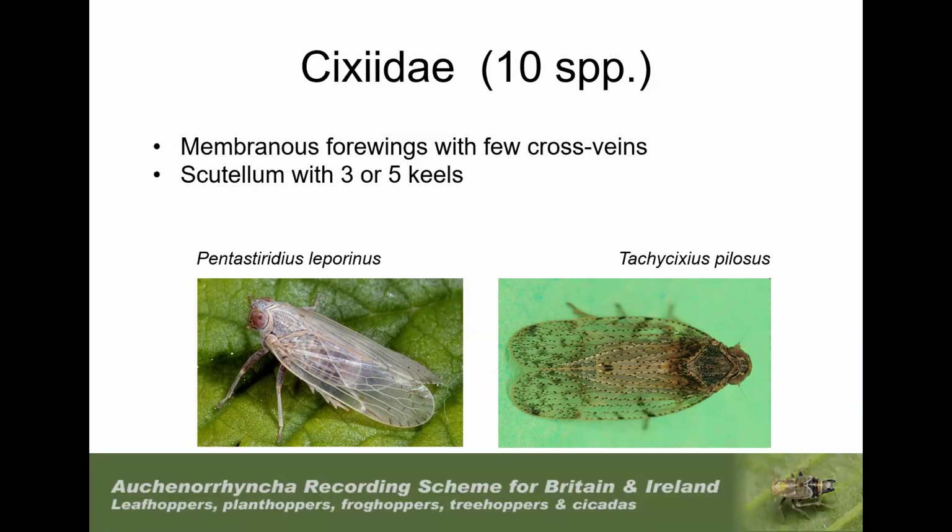which gives this rather lacy appearance. But it's not universal throughout the family, because as you can see on the left-hand side here, Pentastiridius doesn't have those dots along the veins. However, one feature which is consistent through this family is the scutellum, which is the rear part of the thorax, has either got three longitudinal keels or ridges running through it, or in the case of this group over here, five of those keels. So either three or five keels running through the scutellum puts you immediately into this family.